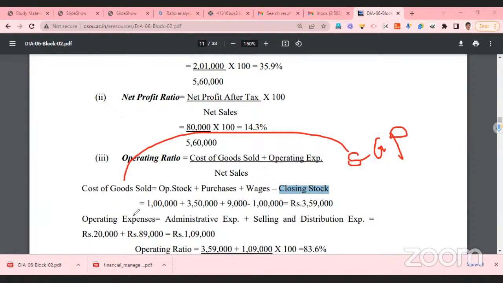Then is the operating expenses ratio. What are the operating expenses? In the given problem, operating expenses are administrative expenses and selling and distribution expenses. Operating expenses are these two.